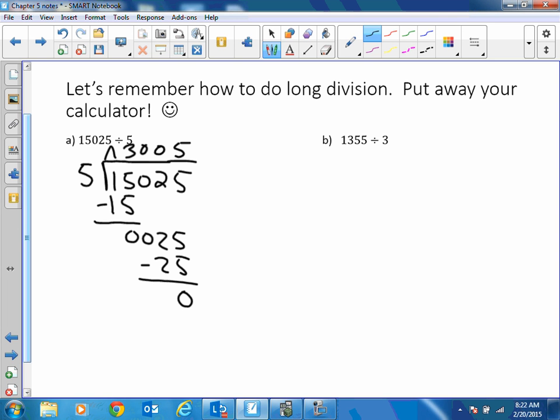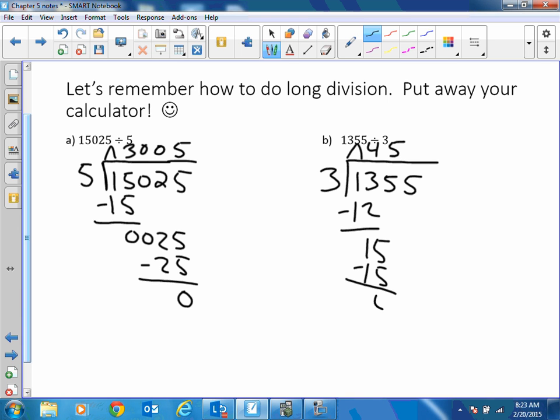Let's look at another one. 1355 divided by 3. Does 3 go into 1? Does 3 go into 13? Yes. How many times? 4. 4 times 3 is 12. Subtract, you get 1, bring down the 5. How many times does 3 go into 15? 5. 5 times 3 is 15. That cancels out. Bring down the 5. How many times does 3 go into 5? 1. So we have 451. 1 times 3 is 3.